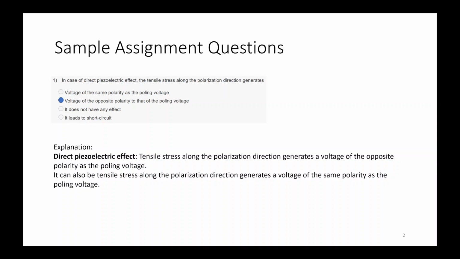Now this can be explained. In case of direct piezoelectric effect, tensile stress along the polarization direction generates a voltage of the opposite polarity as the poling voltage. It can also be that tensile stress along the polarization direction generates a voltage of the same polarity as the poling voltage. So both these statements are correct for direct piezoelectric effect.